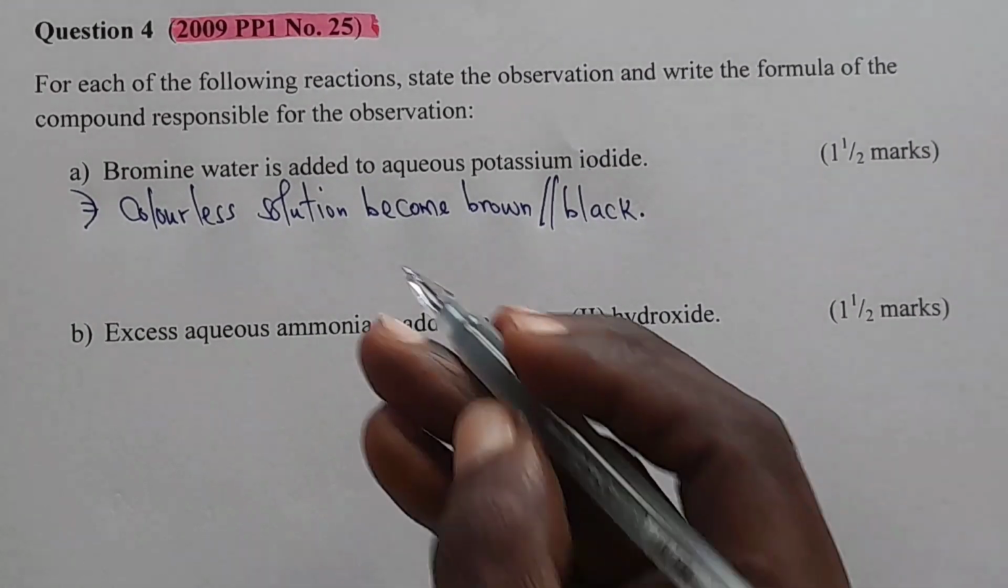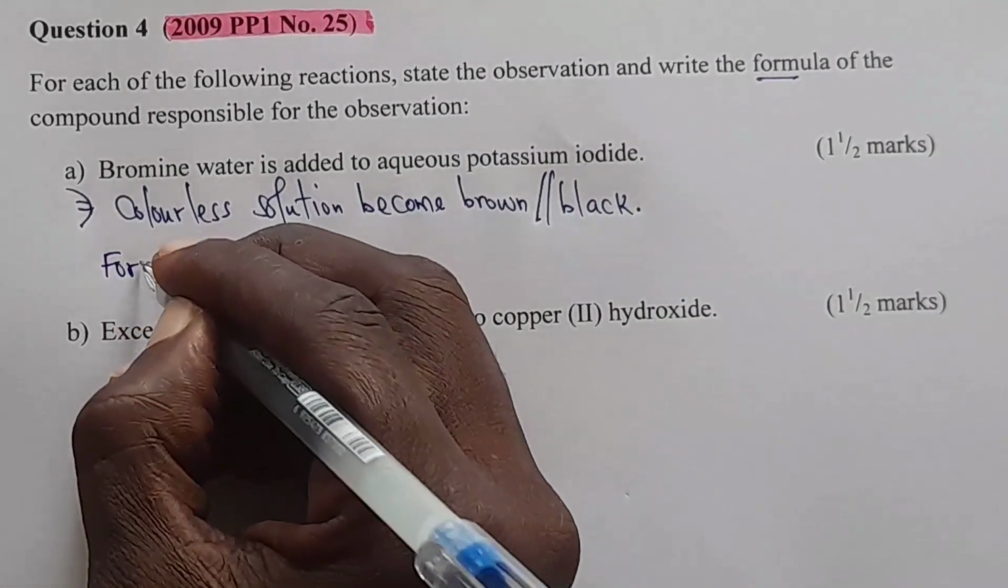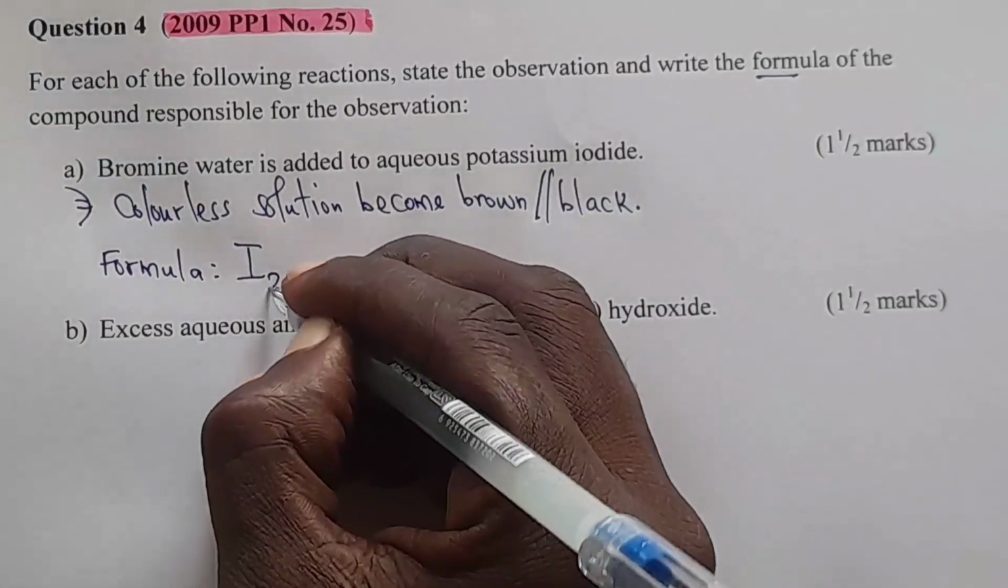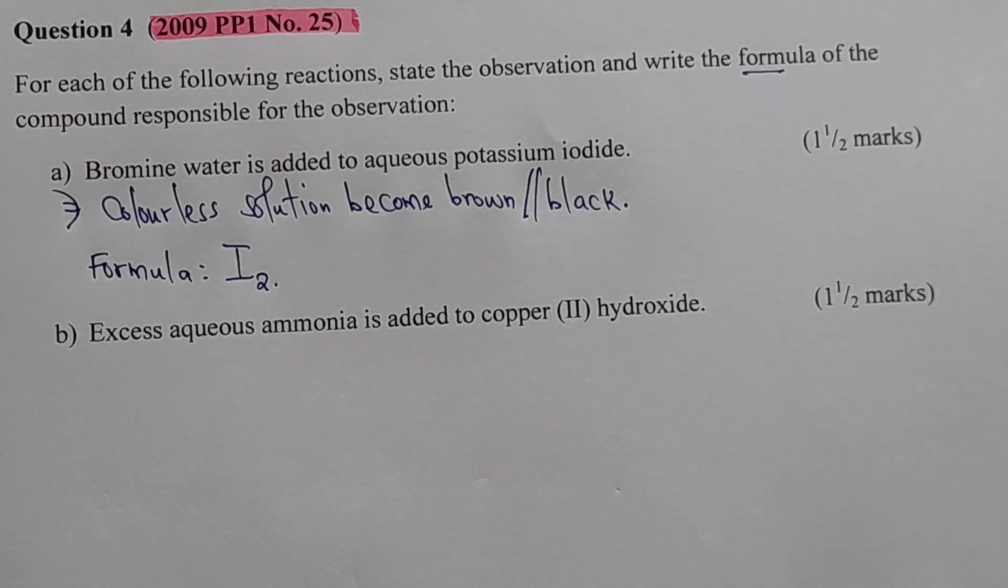So what about the formula? Because we have to write the formula. The formula that is responsible for this observation will be iodine. Okay, next, but B, we are told excess aqueous ammonia is added to copper 2 hydroxide. So if we take copper 2 hydroxide, then we add excess ammonia, that means a complex ion will be formed.